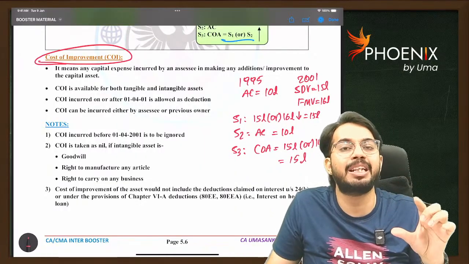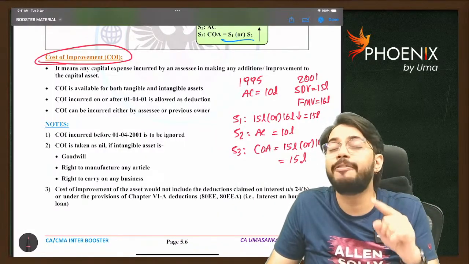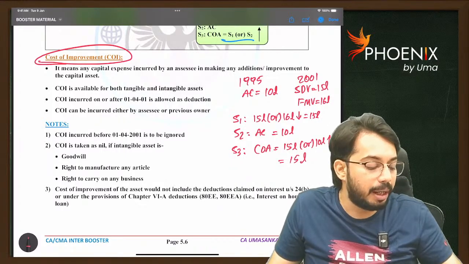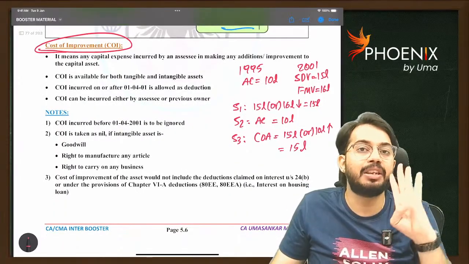So on any capital asset, if you incur capital expenditure after purchase of the capital asset, that capital expenditure we call cost of improvement. Is it clear? Are you able to understand? So, there are three conditions.